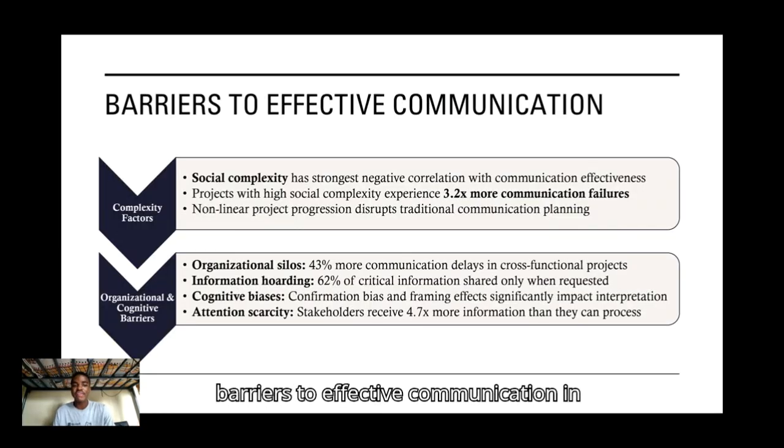Let's now look at the barriers to effective communication in stakeholder communication in the complex environment. The first barrier is complexity factors. Social complexity has strongest negative correlation with communication effectiveness. Projects with high social complexity experience 32% more communication failures. Nonlinear project progression disrupts traditional communication planning. The second barrier is organization and cognitive barriers. Organization silos, 43% more communication delays in cross-functional projects.